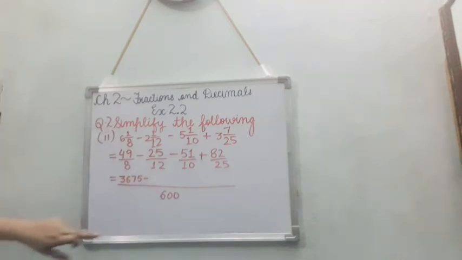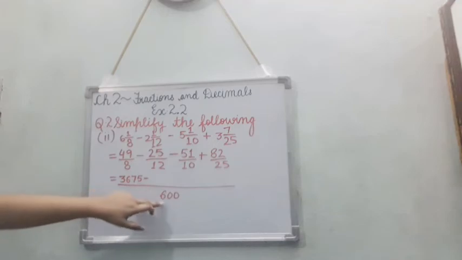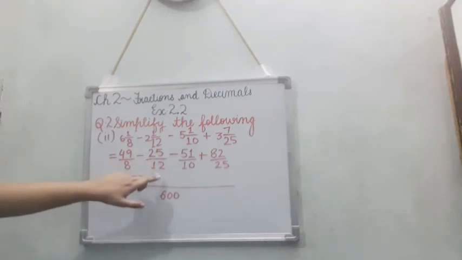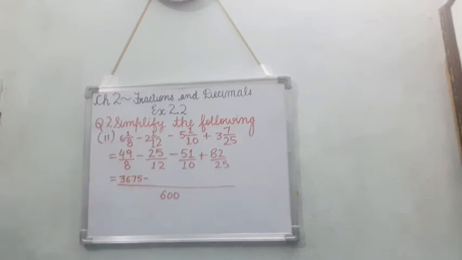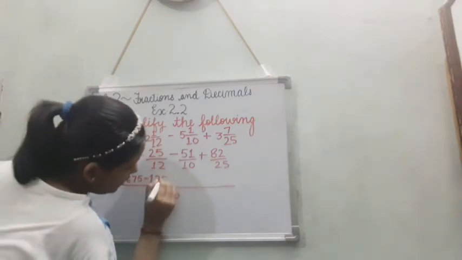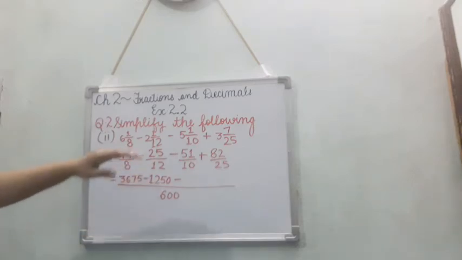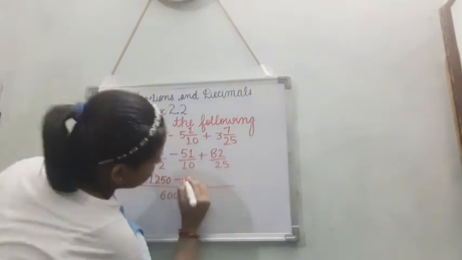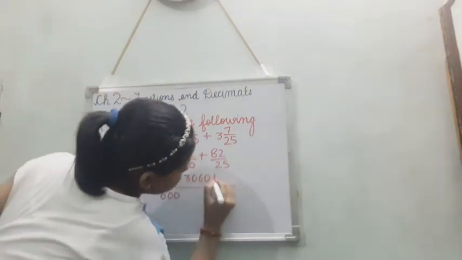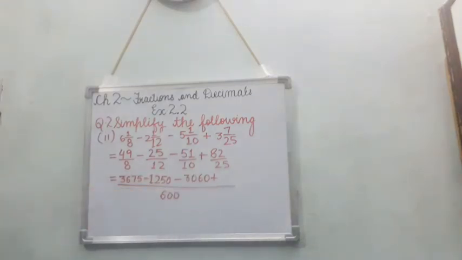Minus 600 divided by 12 is 50 and 50 into 25 is 1250 minus 600 divided by 10 is 60 and 60 into 51 is 3060 plus 600 divided by 25 is 24 and 24 into 82 is 1968.